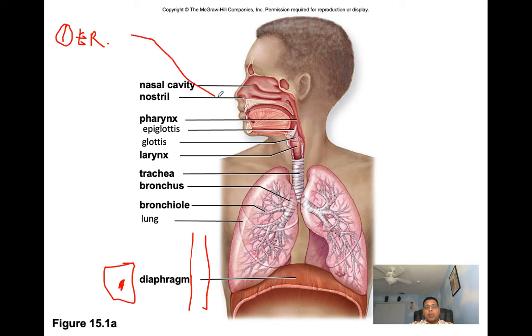So gas is going to move in, make its way down, and here it is going to be exchanged with the blood. Here, oxygen is making its way in, and carbon dioxide is making its way out, which is what we see in external respiration. So oxygen making its way in, you can see there, and then CO2 is going to be coming out. So that's external respiration.